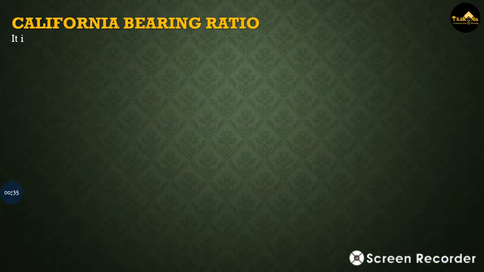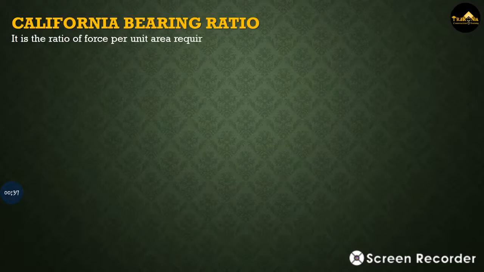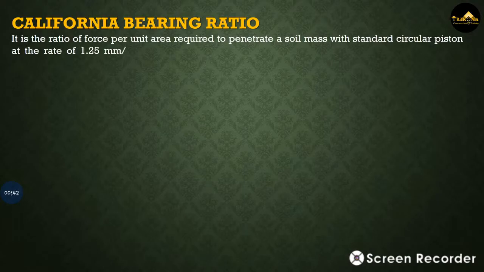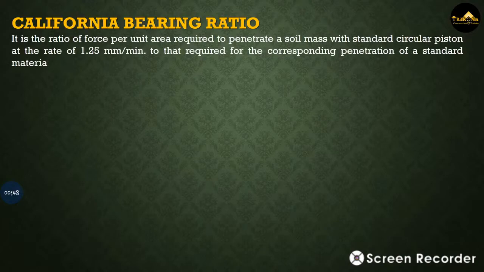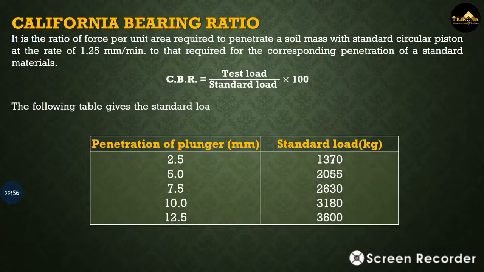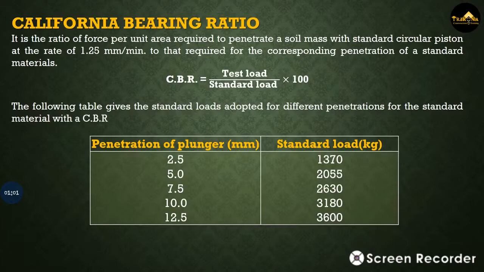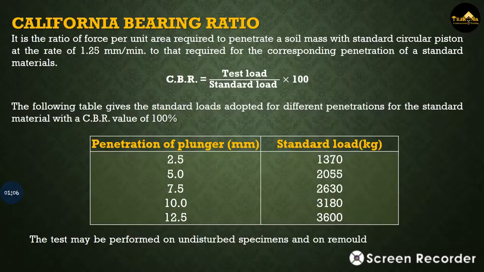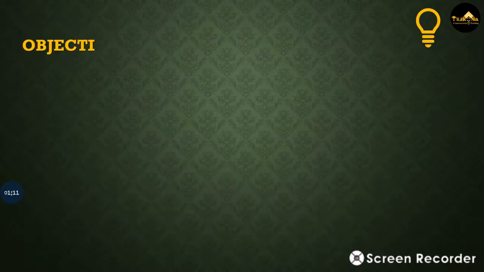So the California bearing ratio is the ratio of force per unit area required to penetrate a soil mass with a standard circular piston at a rate of 1.25 millimeter per minute to the force required for the corresponding penetration of a standard material. This formula is used: CBR is equal to test load over standard load times 100. So we can see the table below. The test may be performed on an undisturbed specimen.